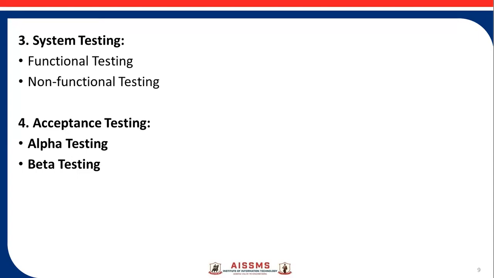As the software has passed through three testing levels, unit testing, integration testing, and system testing, some minor errors can still be identified at this level of testing. It is conducted by the client before accepting the end product or final application. Then there are two types of user acceptance testing. First one is alpha testing and next is beta testing. These are the two types of acceptance testing.